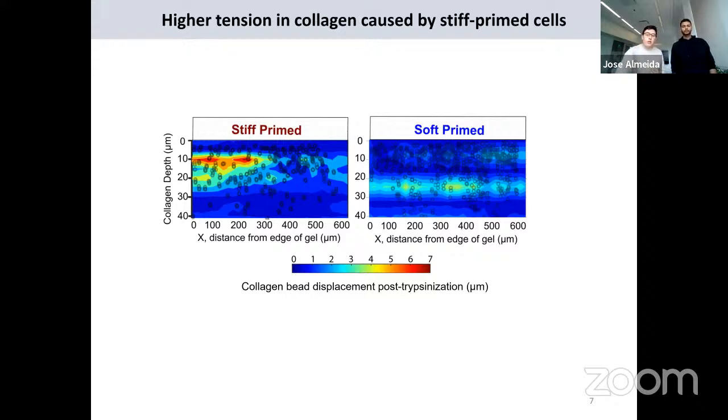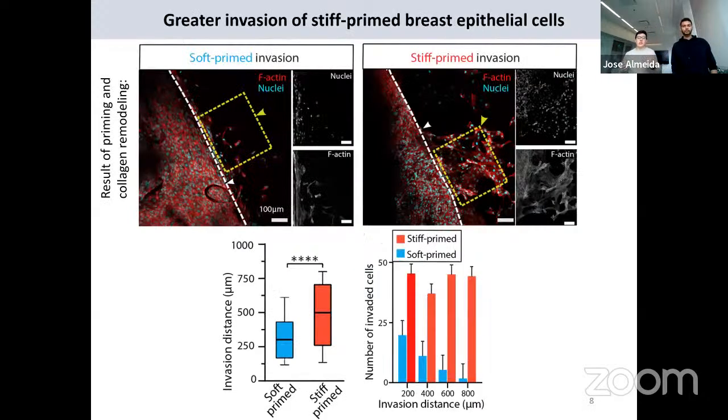So we wanted to look at the overall invasion. After those 3 days, we saw that there was higher invasion for the stiff prime cells and lower invasion for the soft prime cells. There's a higher amount of cells present for stiff, and a lower amount of cells present in the soft prime cells. This is over the track of those 3 days, and it made us curious to do a temporal analysis of what was happening.